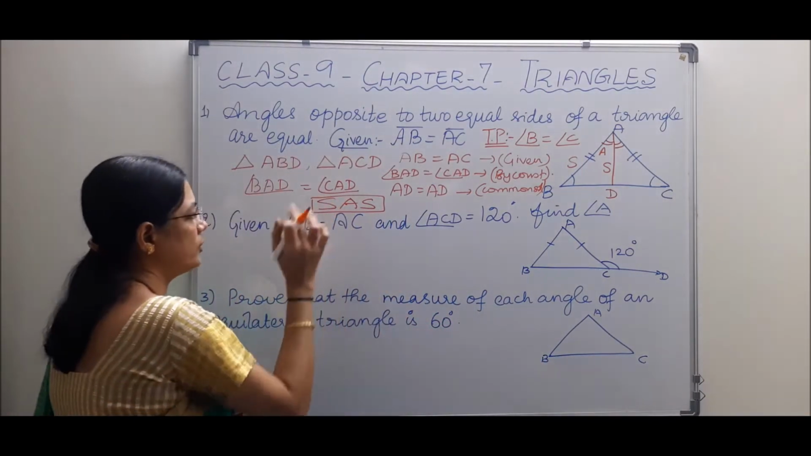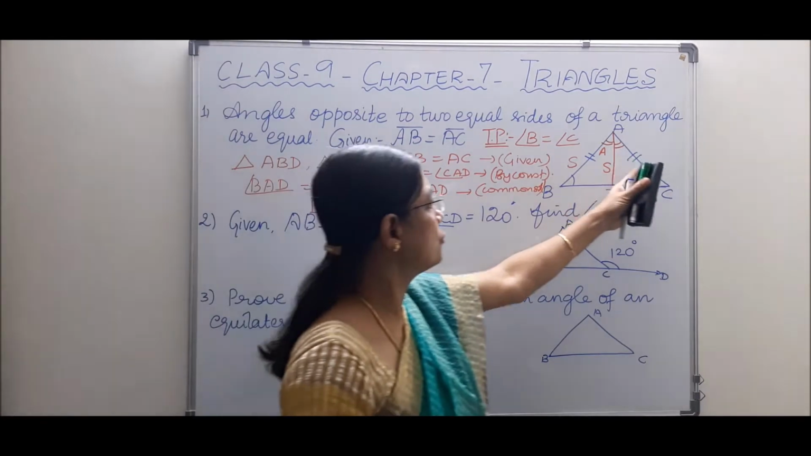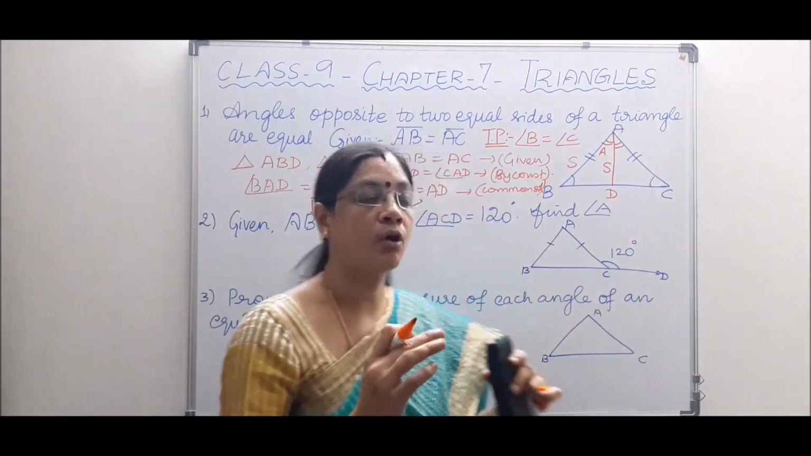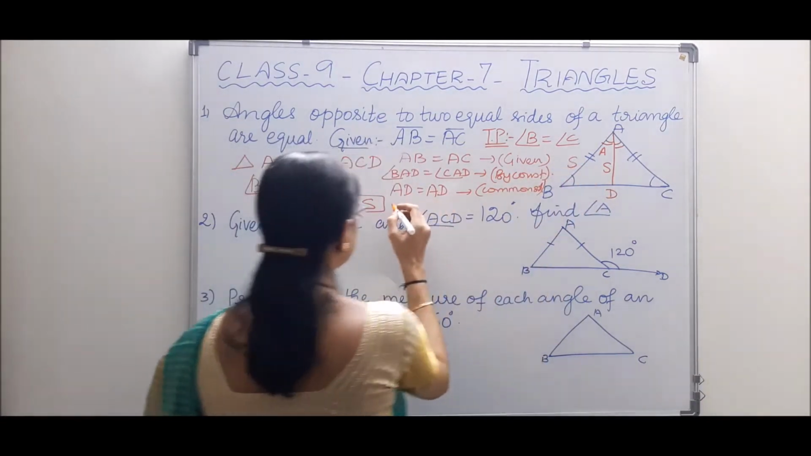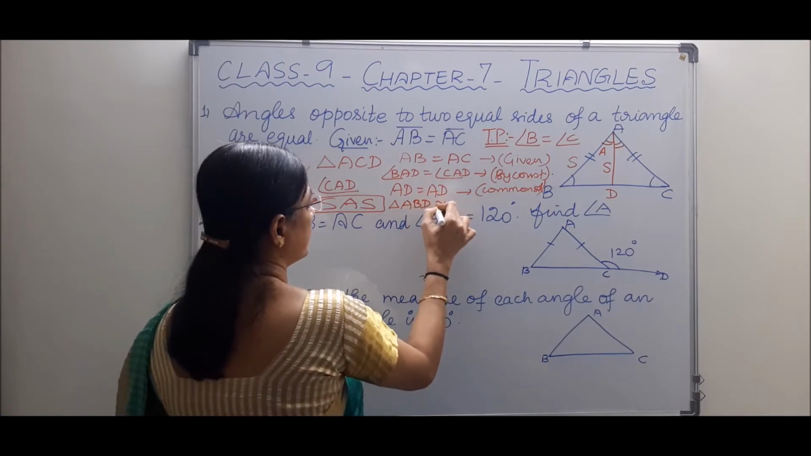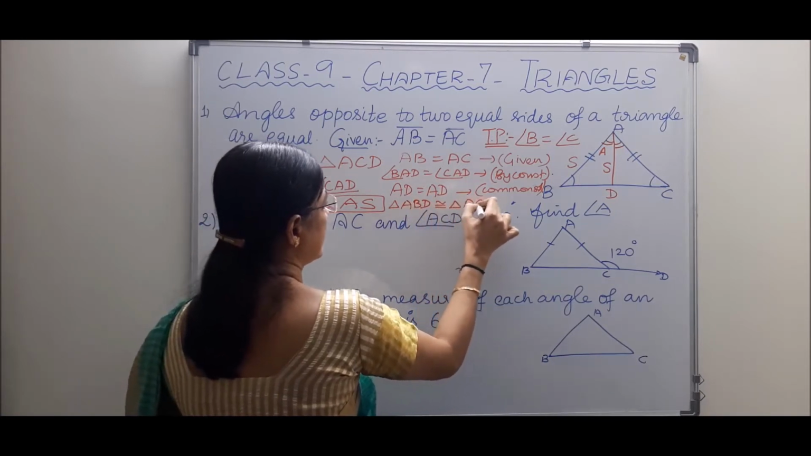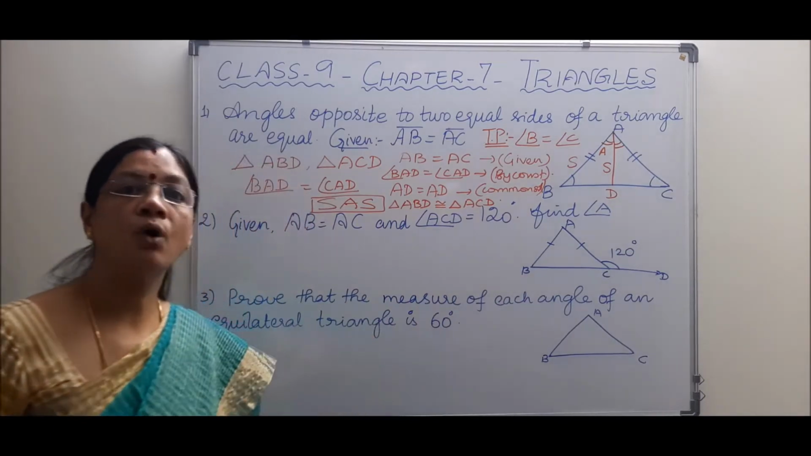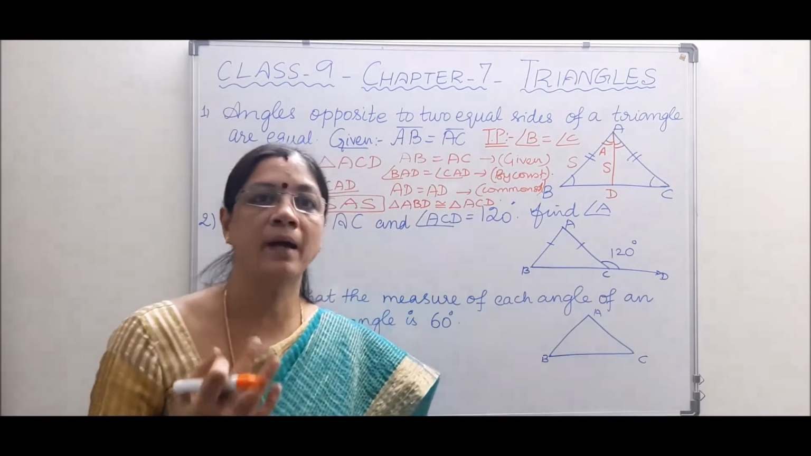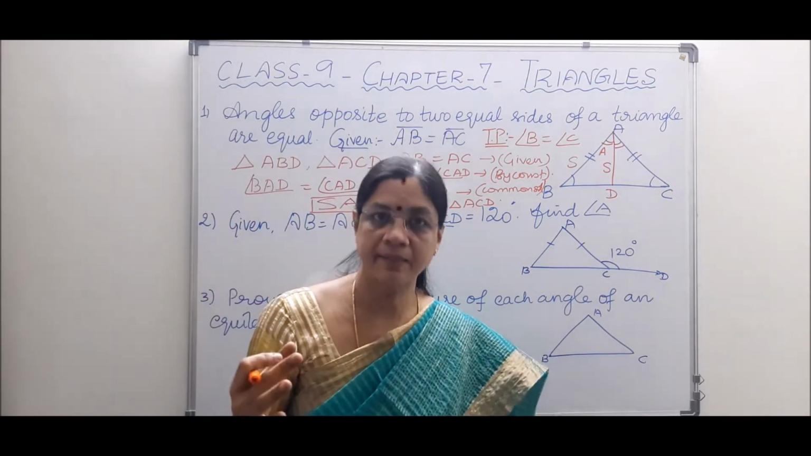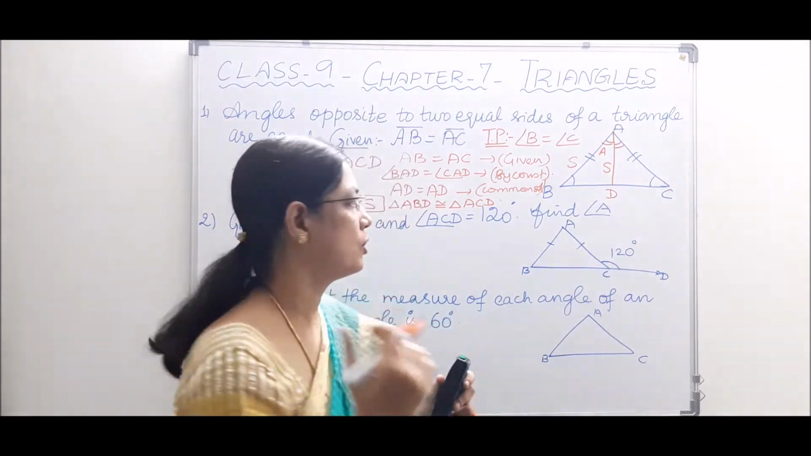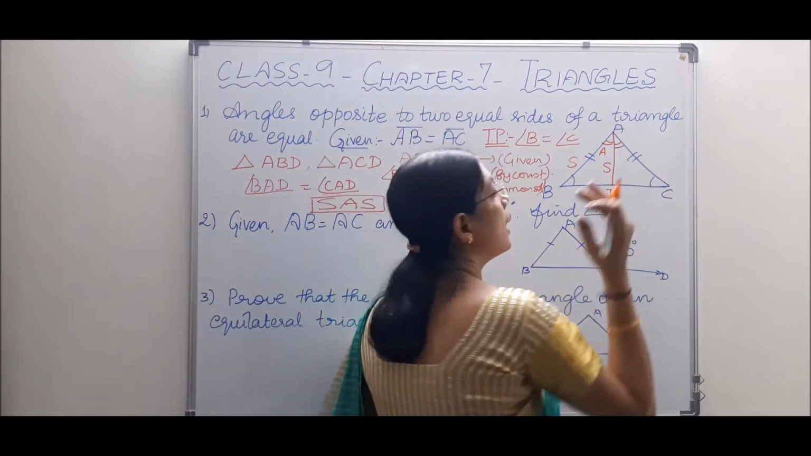Since we have proved according to the SAS criterion that triangle ABD and triangle ACD are congruent, we need to write triangle ABD is congruent to triangle ACD. Since these two are congruent, what happens? According to CPCT, the corresponding parts in the congruent triangles, we have 6, isn't it? We have 6 parts. What are they? 3 sides and 3 angles. So the corresponding parts of the congruent triangles are equal.